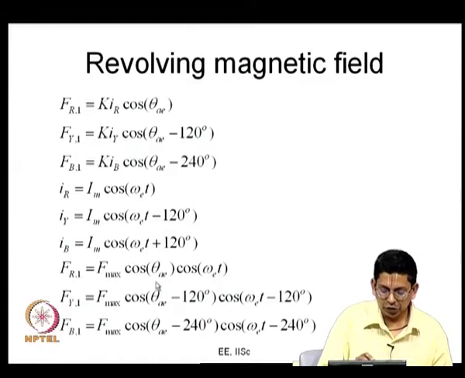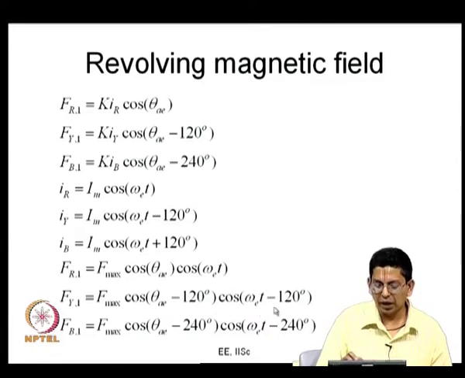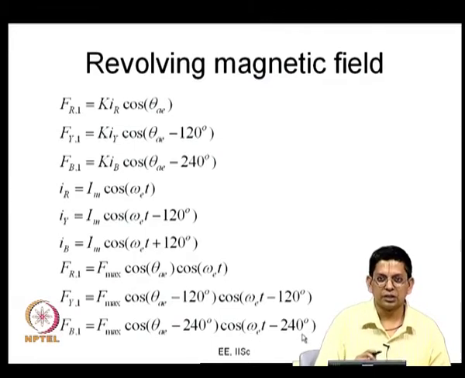You see the difference between theta AE and omega et, and you again see the difference between this argument and this argument. The difference between theta AE minus 120 and omega et minus 120 is the same, theta AE minus omega et, as before. Similarly, for theta AE minus 240 and omega et minus 240, the difference is still the same.